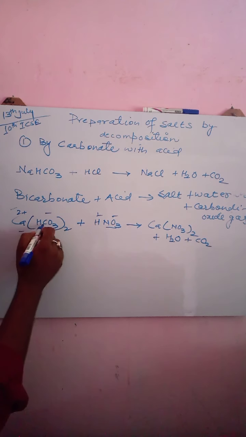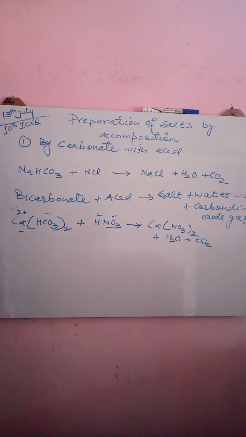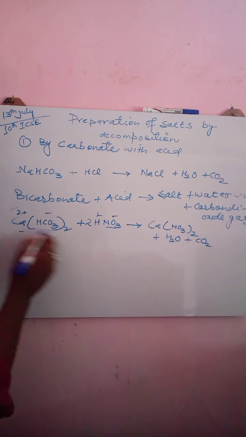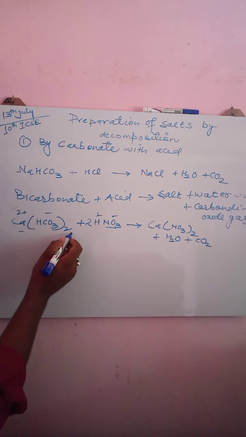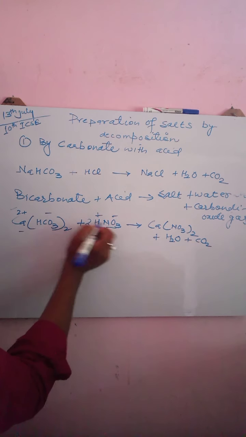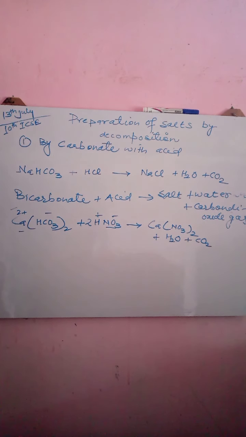Here H plus combined with HCO3 minus. To balance, you have to put coefficient 2 here, so we have 2HCO3 minus. To satisfy this minus valency, we must have H plus. This 2H plus will go with 2HCO3 minus to form 2H2CO3, carbonic acid. Carbonic acid, as I told you in previous classes, is very unstable. It immediately decomposes into water and carbon dioxide. That's why H2O and CO2 are formed.